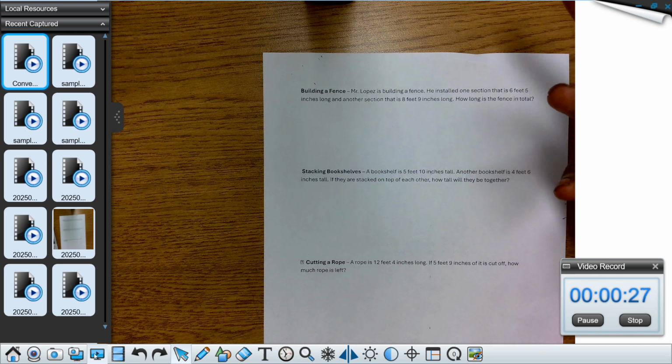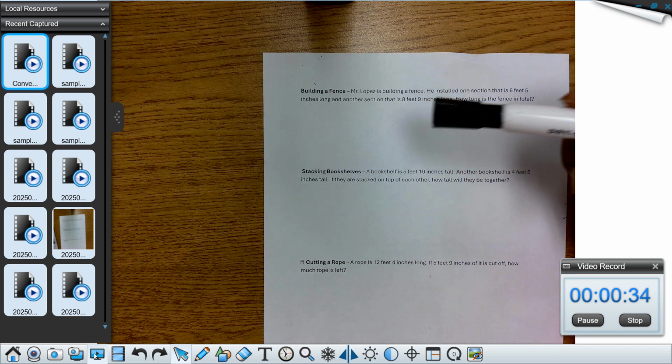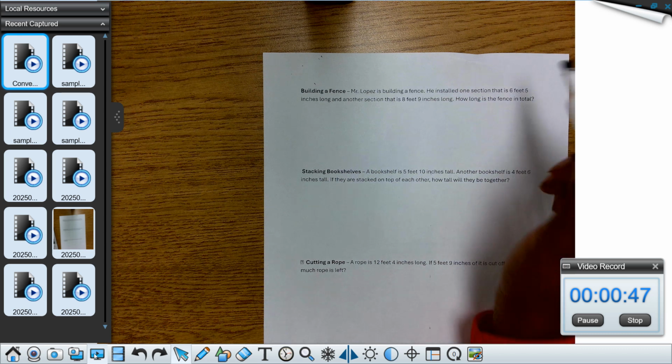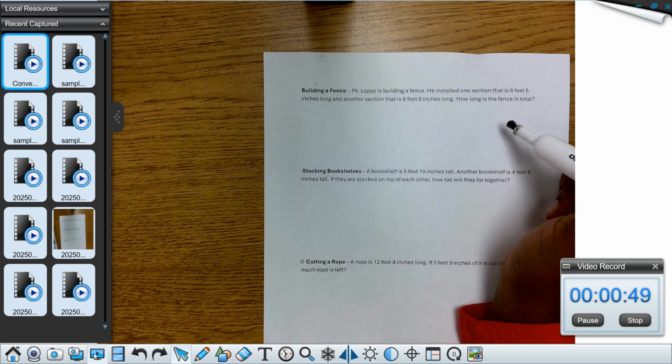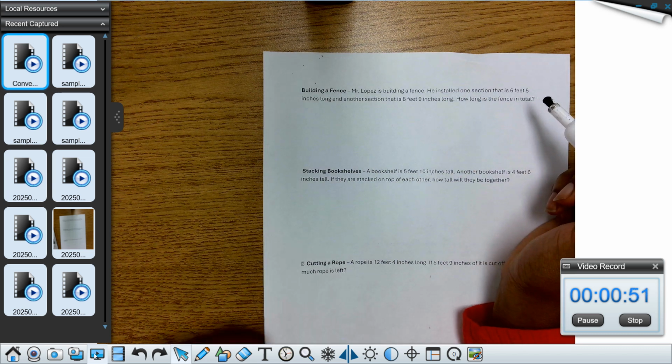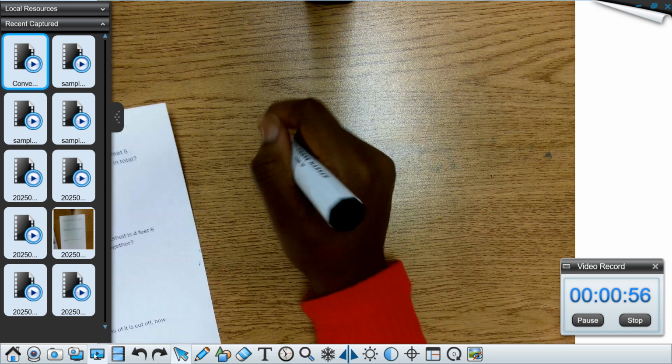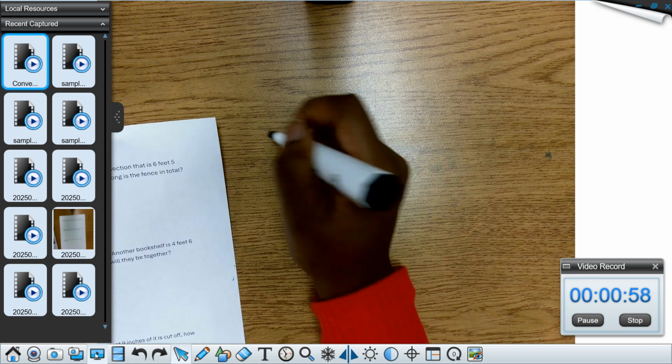So it says Mr. Lopez is building a fence. He installed one section that is 6 feet 5 inches long and another section that is 8 feet 9 inches long. How long is the fence in total? So the student should know that since we're looking for the total, we are adding these two measurements. So what you're going to do is align the 6 feet 5 inches and the 8 feet 9 inches so that like is with like. So feet is with feet, inches is with inches.